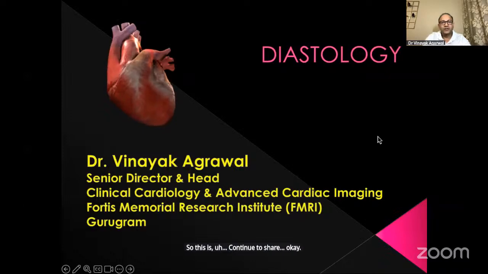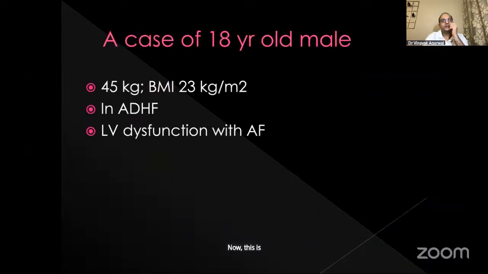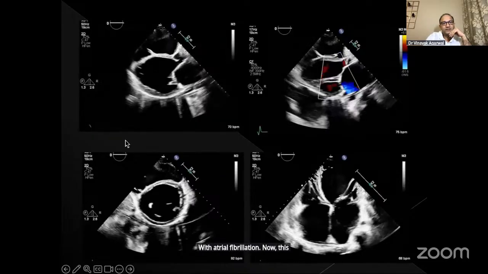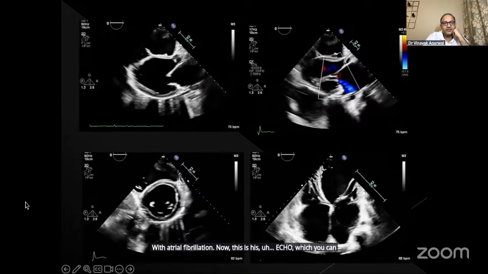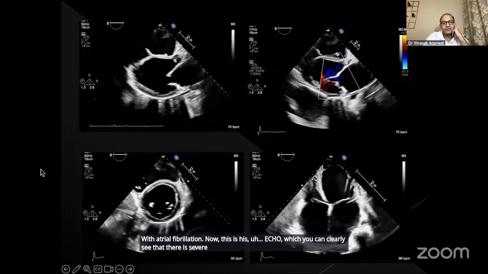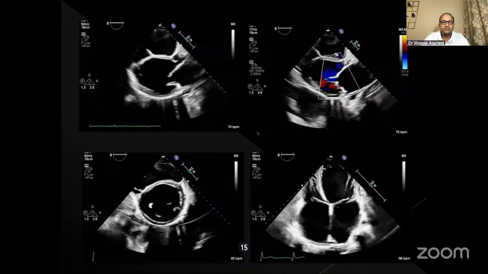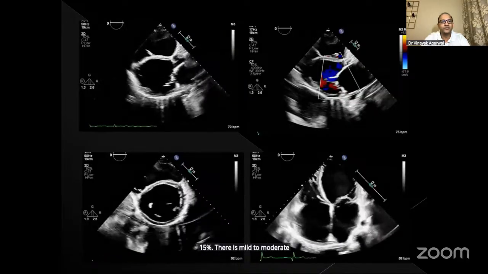Now this is an 18-year-old male, actually 17 and a half, 45 kgs, BMI of 23, who presented to our emergency in acute decompensated heart failure with severe LV dysfunction with atrial fibrillation. Now this is his echo, which you can clearly see shows severe LV dysfunction. Ejection fraction is hardly 15%. There is mild to moderate regurgitation. All four chambers are dilated.